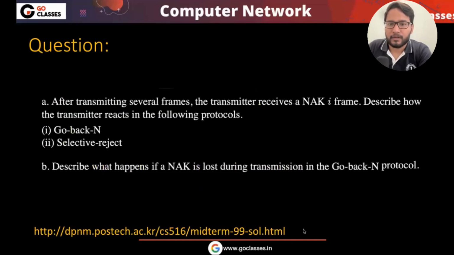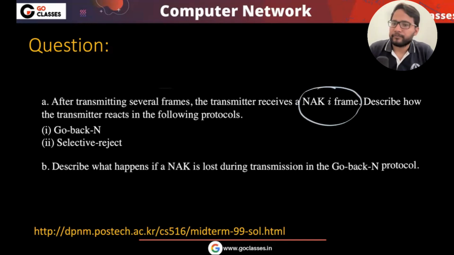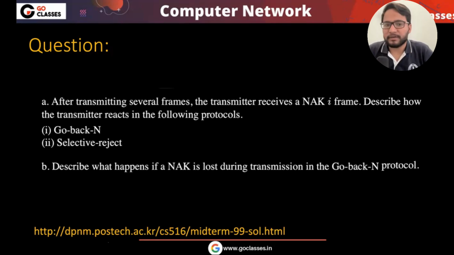Let's see this question. What this question is saying: after transmitting several times, the transmitter received a negative acknowledgement for I frame. NAK I frame, negative acknowledgement for some frame. Do you remember what this negative acknowledgement means? Can anyone tell me what negative acknowledgement means in any protocol?